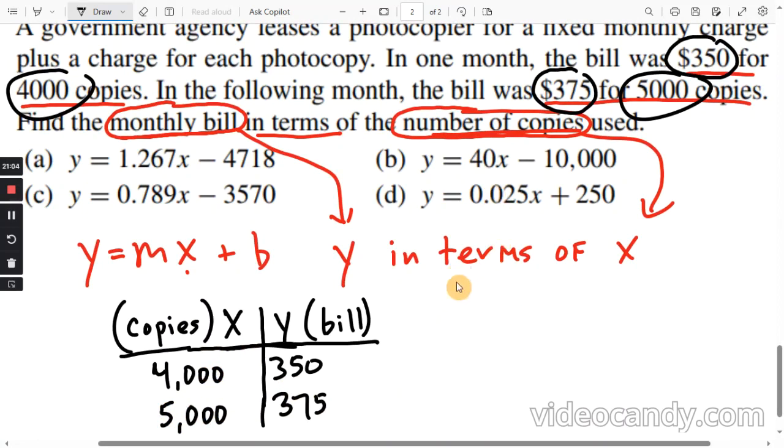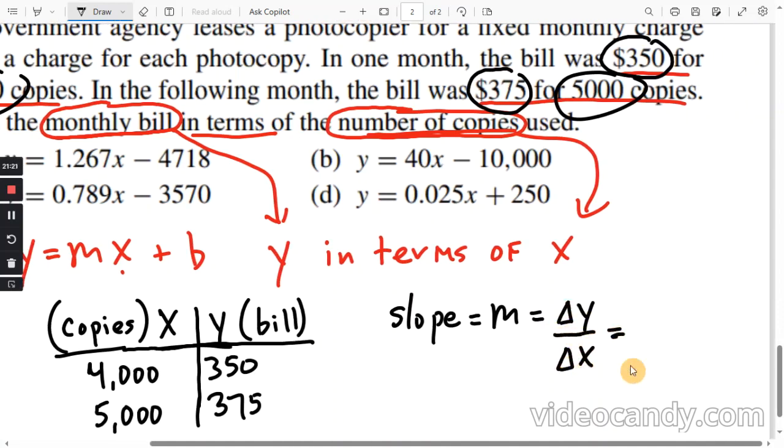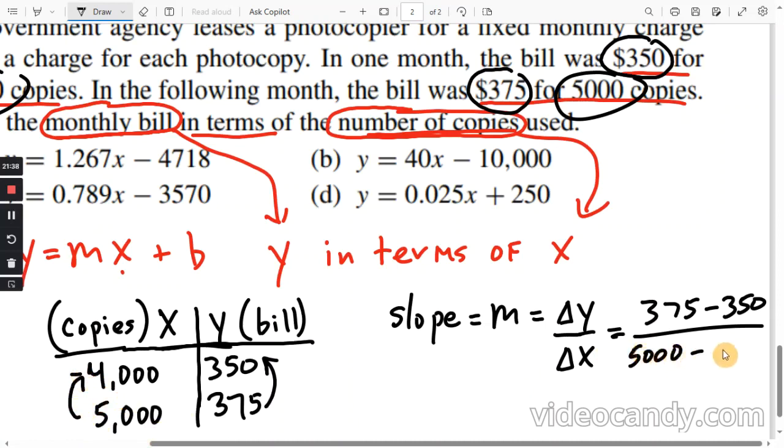All right, you always need slope for a line. So change in y over change in x. I'm using Greek letters here. Change in y over change in x. That's a Greek letter, delta. So subtract the y's. 375 minus 350. Subtract the x's. 5,000 minus 4,000. Notice I subtracted going the same way on both of them.